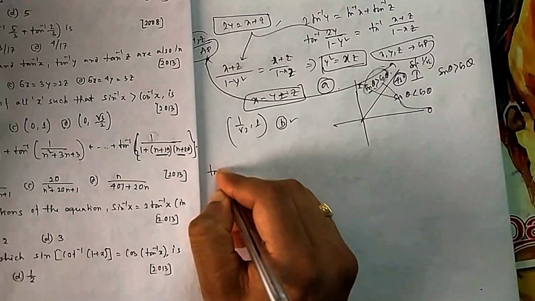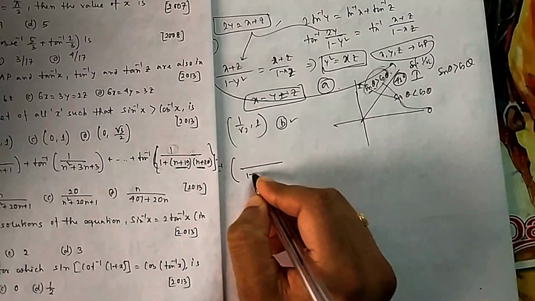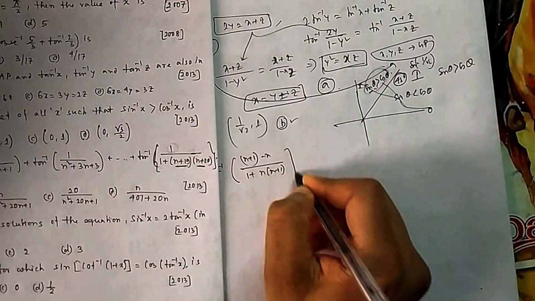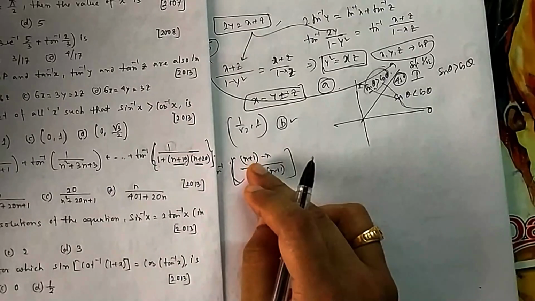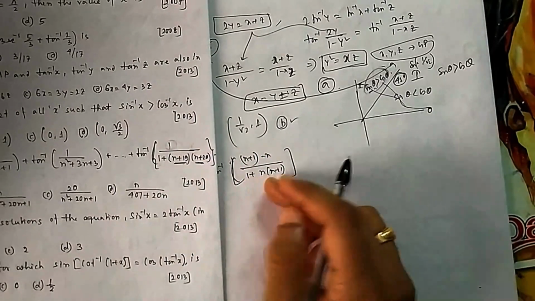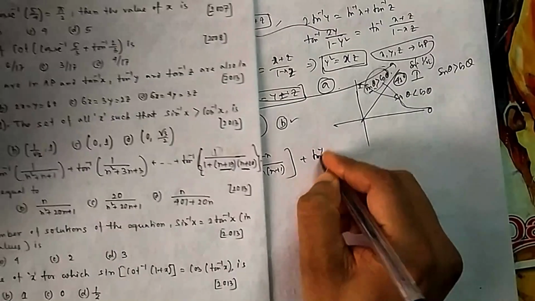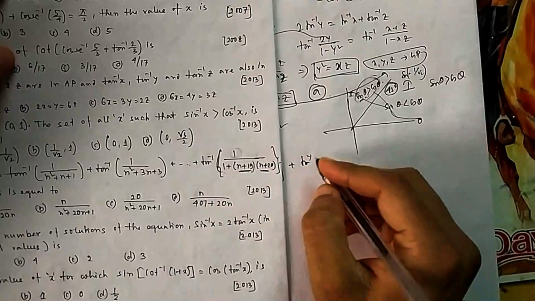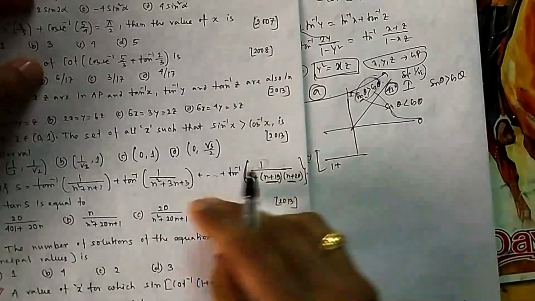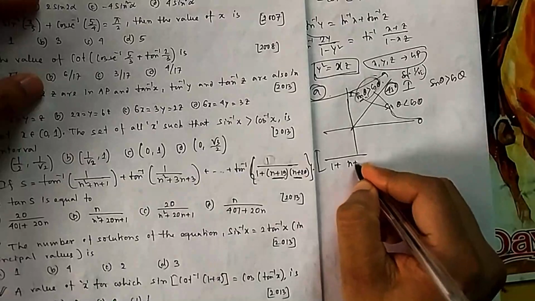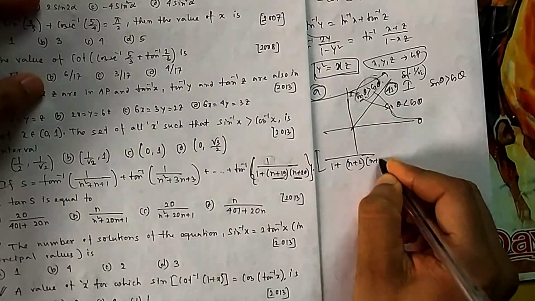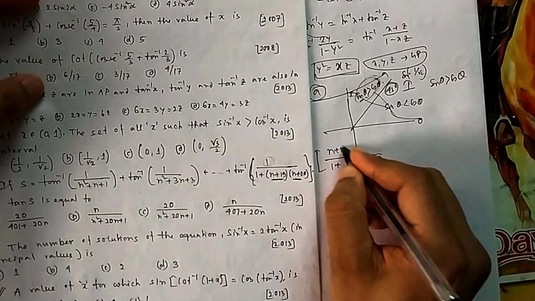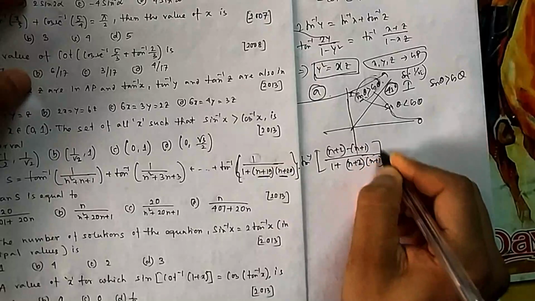So the first term we will write as tan inverse of n plus 1 minus n in the numerator, over 1 plus n into n plus 1. You can see tan A minus B equals tan A minus tan B by 1 plus tan A tan B. So you have to find the hint from the question itself. And here, instead of 1, if you write n plus 2 minus n plus 1, the denominator is 1 plus n square plus 3n plus 2, that is, 1 plus n plus 1 into n plus 2.